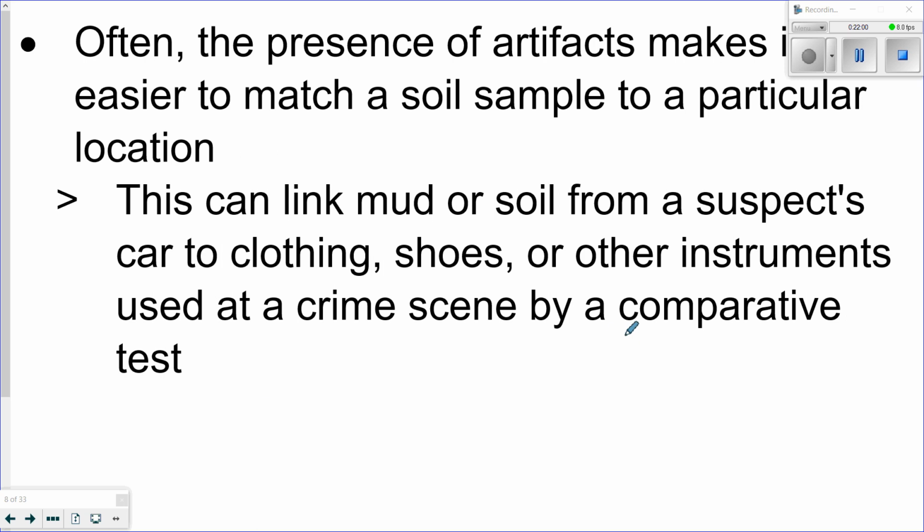So that is where we will stop today. I would take some time to look through your unit review on anything dealing with soil, and especially look at those soil triangles.